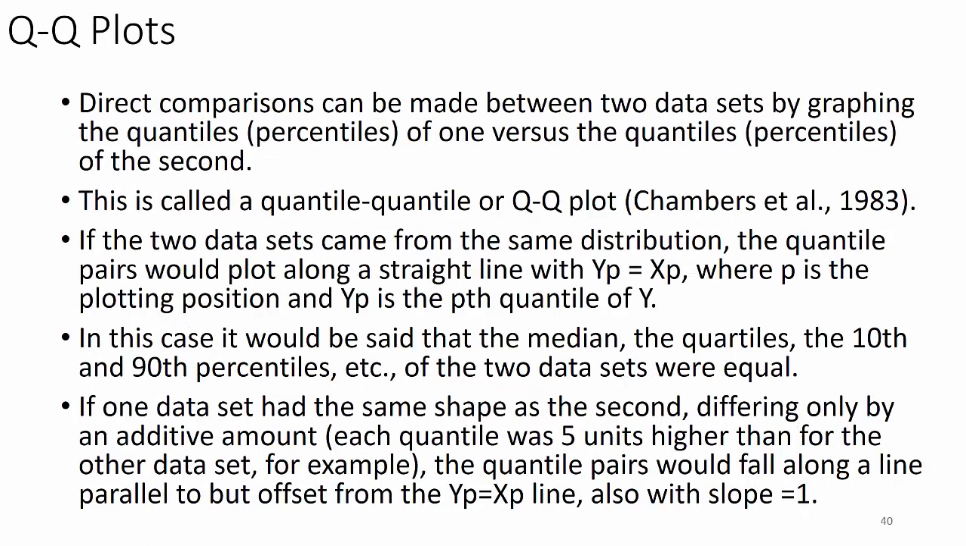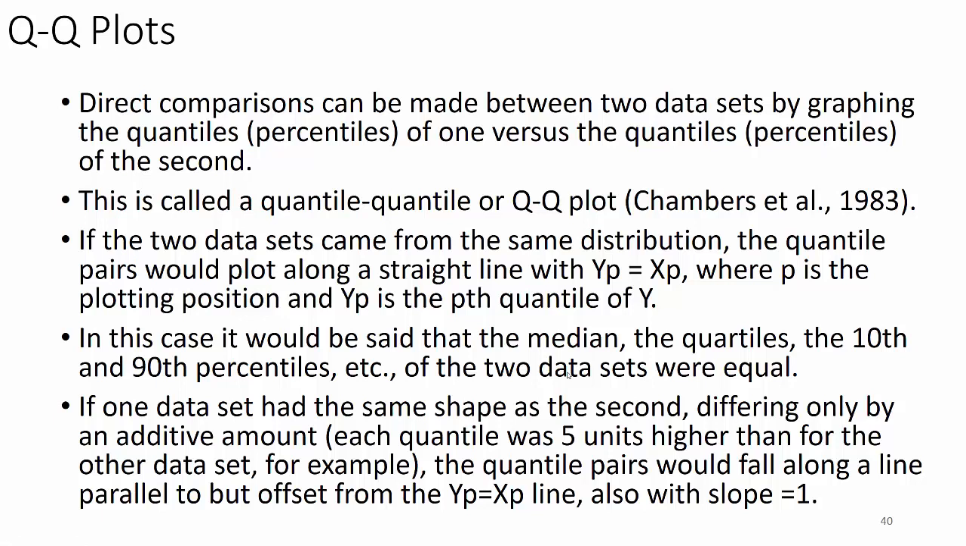Direct comparisons can be made between two data sets by graphing the quantiles of one versus the quantiles of the other. That's a quantile-quantile plot. If the two data sets came from the same distribution, the quantile pairs would plot along a straight line, where yp equals xp. So y-axis and x-axis, it's a linear relationship. P is the plotting position of y and the pth quantile of y. In this case, it would be said that the median, the quartiles and the 10th and 90th percentiles of the two data sets are equal.